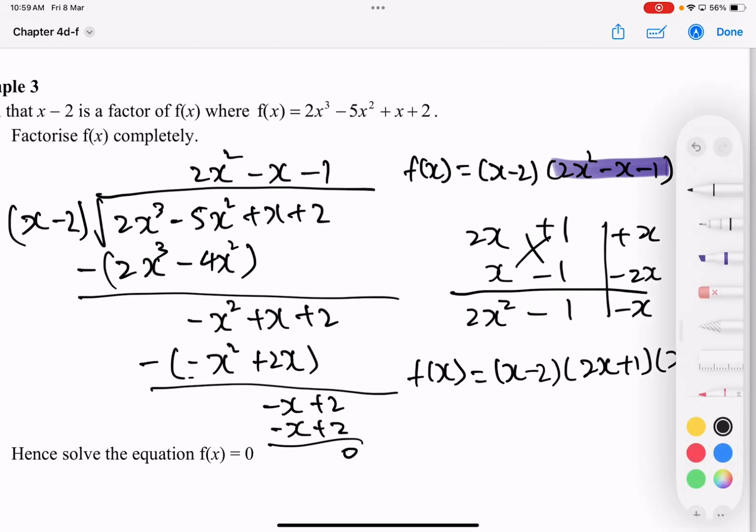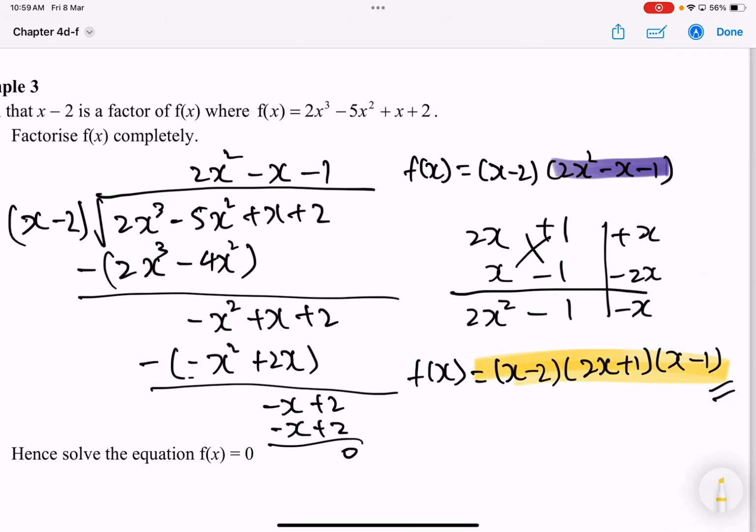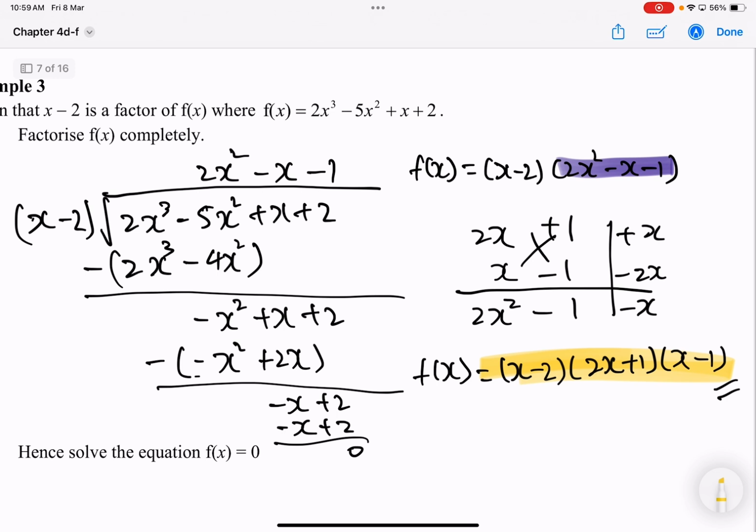Okay, so this is your final answer. How do you factorize completely? Can you please try? Make sure you are able to get this final answer. If you don't get it, please raise your hands. Okay, I'm going to keep it up here for a while.